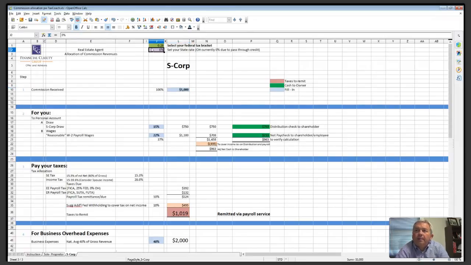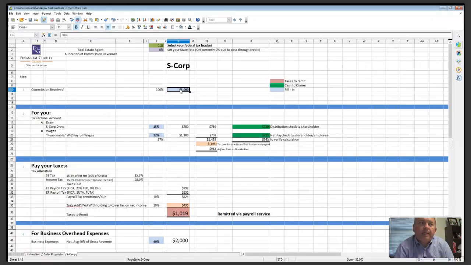So if we start at the top, we're estimating that our federal tax bracket in this case is 28%. Again, I have a drop down there. We have 0, in this case, Ohio tax rate. It could be 3%. It could be as high as 6%. Some states are as high as 10 or 12%. The red boxes are the taxes to remit. The green box is cash that can come out to the owner. And the blue box in this case is to be filled in to calculate the results.